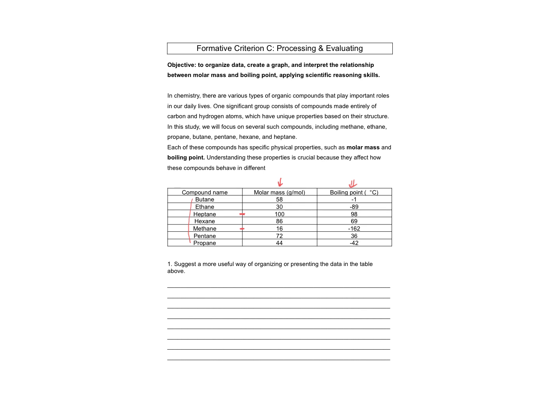So what I would say in this first question, which suggests a more useful way of organizing or presenting the table, is I would go straight to put it in order, right? Start with the lowest molar mass and work our way up to the largest one. Now, why would I do that?